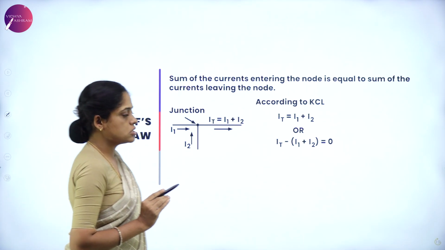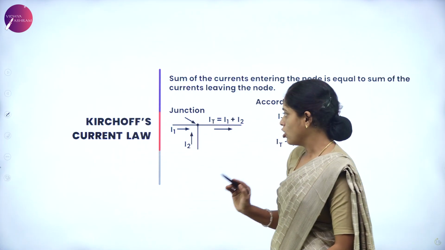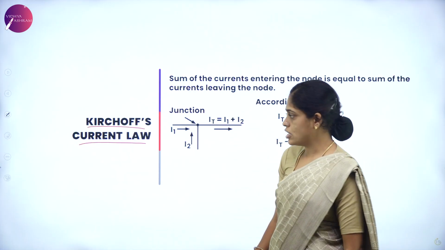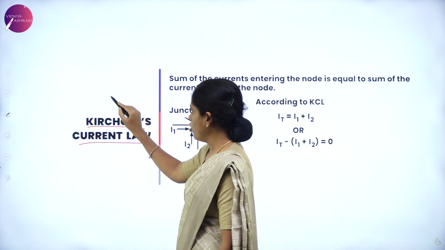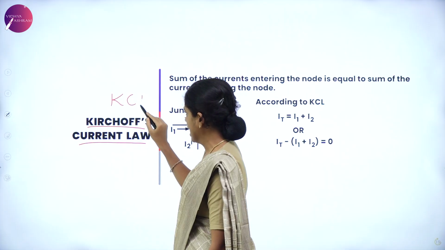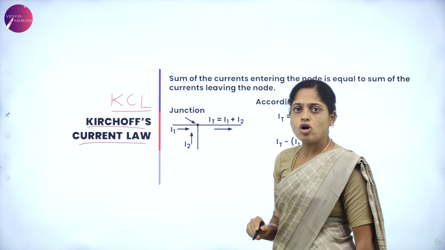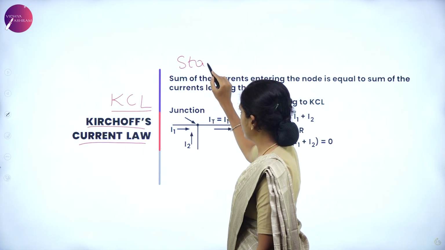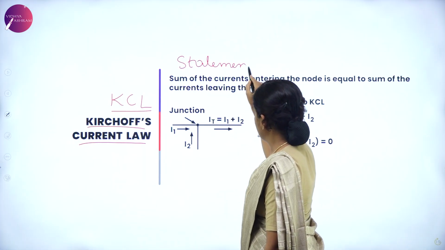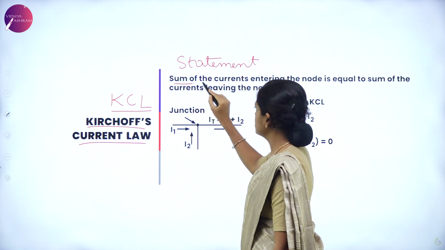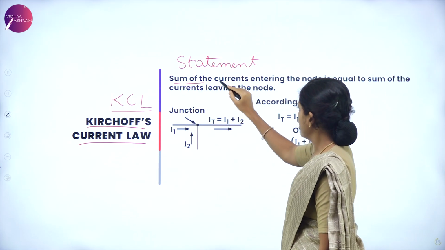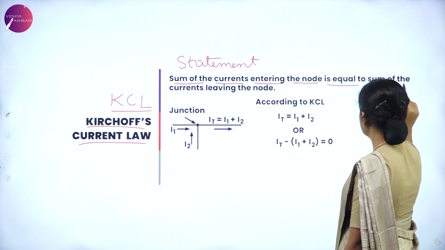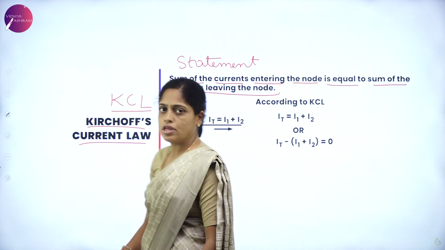Yes. Next is Kirchhoff current law. The first law of the Kirchhoff laws is Kirchhoff current law, which is also known as KCL. What is the statement of Kirchhoff current law? The statement is the sum of currents entering the node is equal to the sum of currents leaving the node.